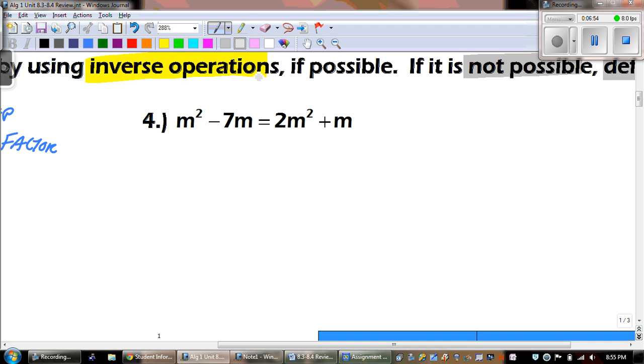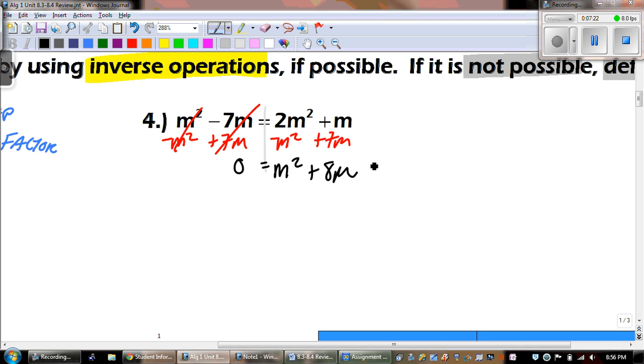Okay, let's look at 4. Looking at our quadratic term, I need to move the smaller one, which is the m squared. So we're going to subtract m squared from both sides and add the 7m. And we get 0 equals m squared plus 8m.